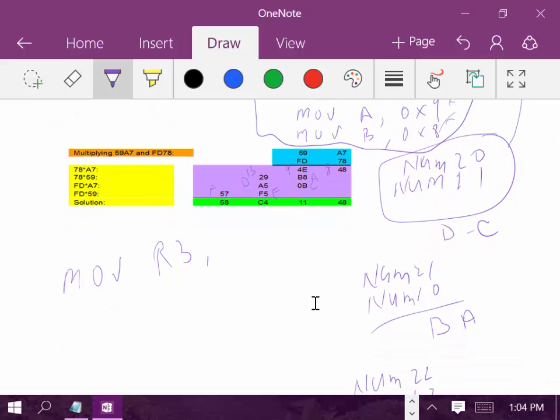0x8. We move that one there. That one there we just moved.